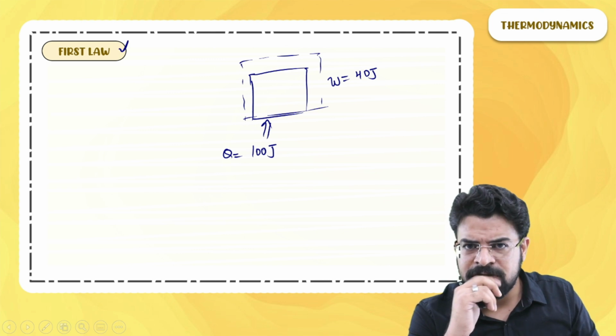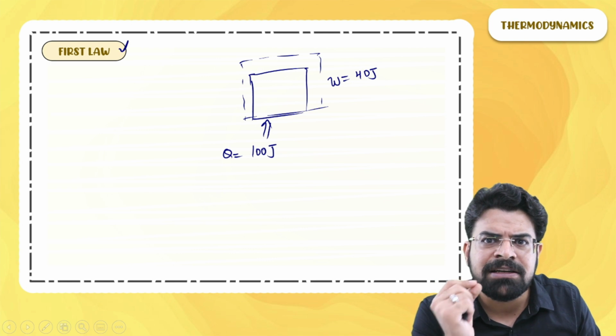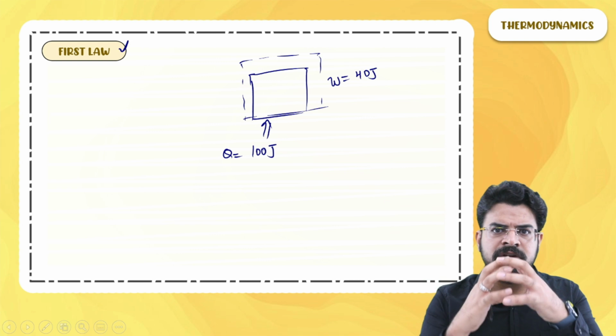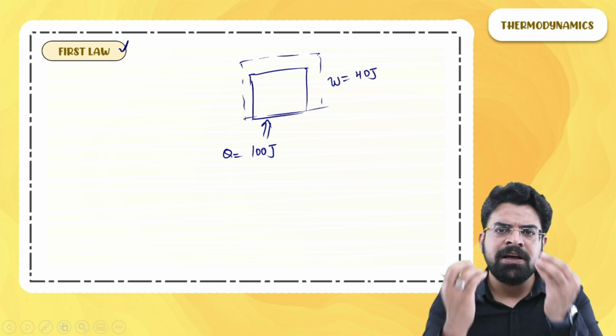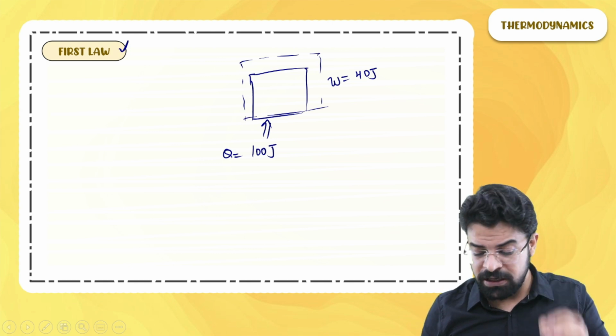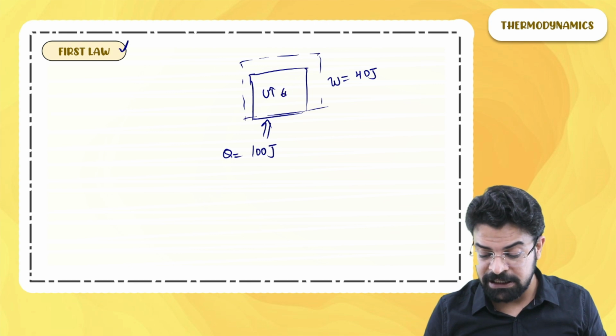Yes. So what has to happen with the internal energy? Sir, my question is, where is the rest of 60 joule went? You gave 100 joule. Out of 100 joule, 40 joule has been used to do work on surrounding. Where is the rest 60 joule? So that 60 joule is utilized to increase the internal energy. So you will say internal energy of this gas will increase by 60 joule.